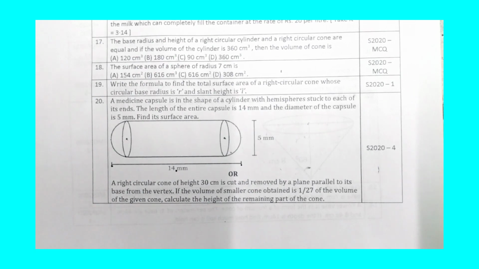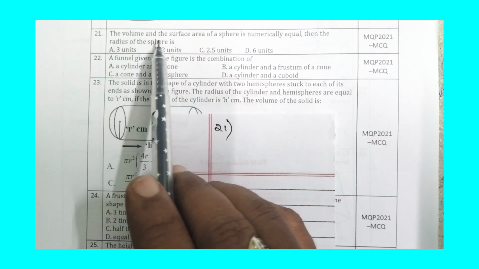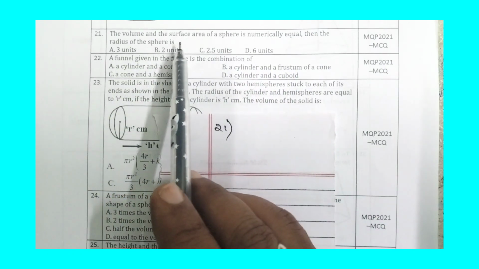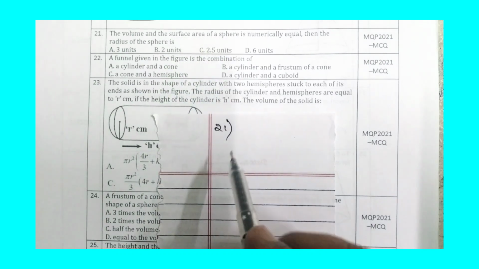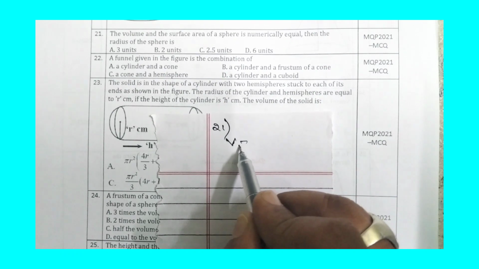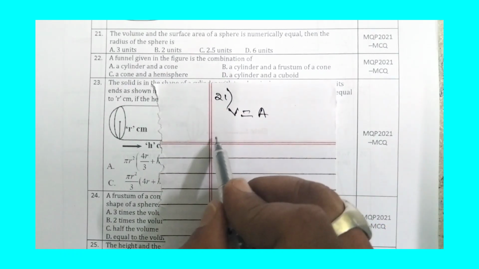Now let us move to the next, the 21st question. Now the 21st question is: if the volume and the surface area of a sphere are numerically equal, then find the radius of the sphere. Volume of sphere and surface area of sphere. So the volume of the sphere is equal to the surface area of the sphere, as given.